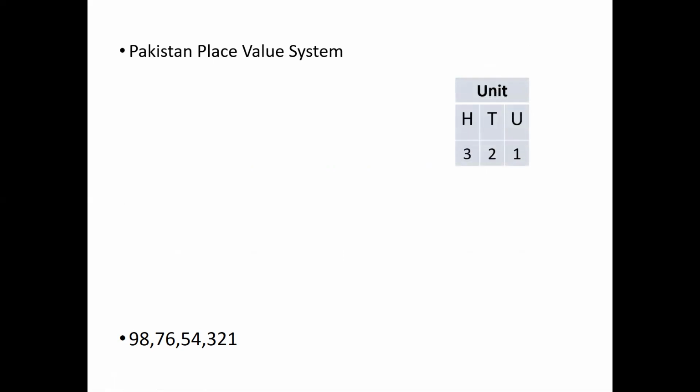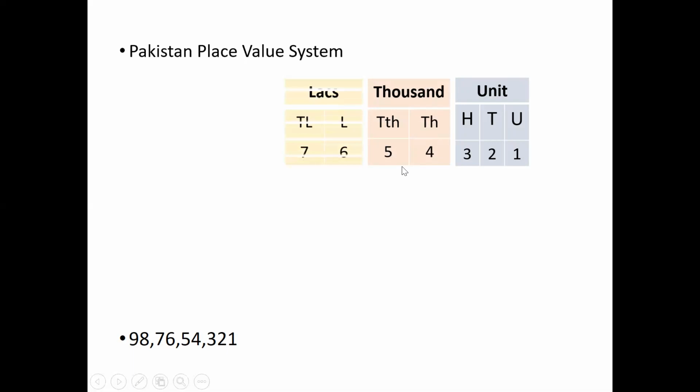Then you will have the Pakistani place value system. It consists of the house of units consisting of 3 rooms. Thousand, it consists of 2 rooms. Lakhs, it also consists of 2 rooms. Then crore, it's crore and 10 crore.